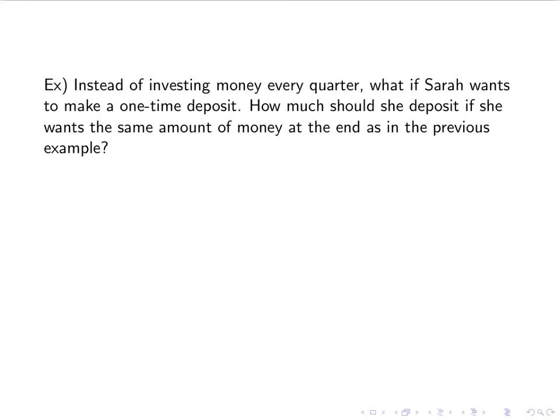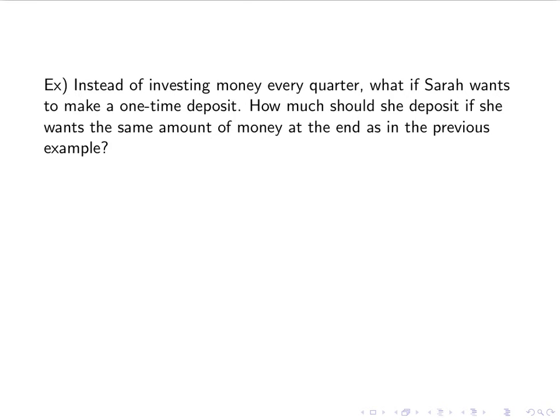Instead of investing money every quarter, what if Sarah wants to make a one-time deposit? How much should she deposit if she wants the same amount of money at the end as in the previous example? So this is a type of situation where you're looking for what's called A. So A is the present amount. It's not P though. Remember, P is R times M times T. So A is a one-time deposit that would be equal to your recurring payment. So it's not P. So again, it's not R times M times T.